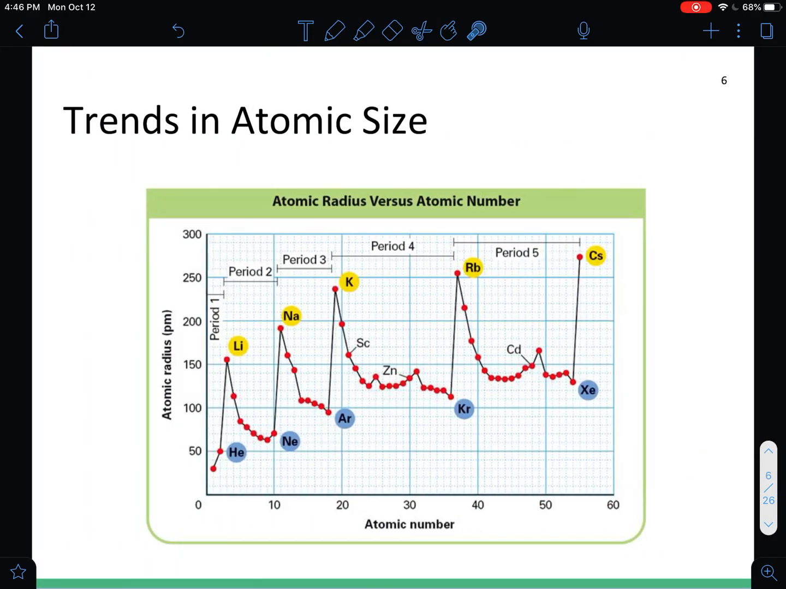We can see that on this graph. So we have a group 1 element, lithium, and the noble gas that is in the same period. And as you go across the periodic table, the atomic radius decreases.